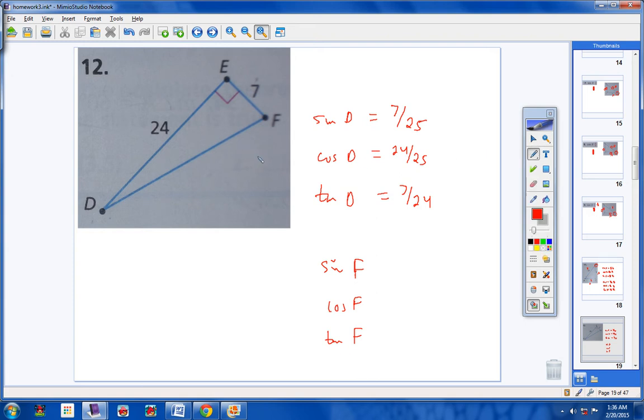Okay, now that's the sine, cosine, and tangent of angle D. Now let's find the sine, cosine, and tangent of angle F. Circle F, that's the angle you're dealing with. Go straight across. This is my opposite, this is my hypotenuse, and this would be my adjacent side. Sine of F, opposite over hypotenuse, 24 over 25. Cosine of F, adjacent over hypotenuse, 7 over 25. Tangent of F would be opposite over adjacent, so 24 over 7. Okay, pretty simple. Moving on to number 13.